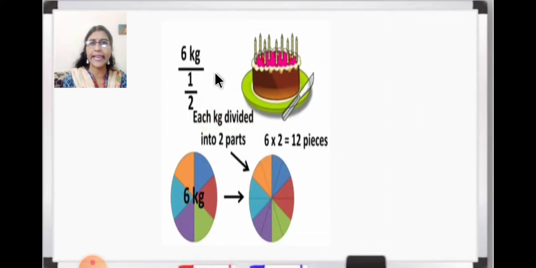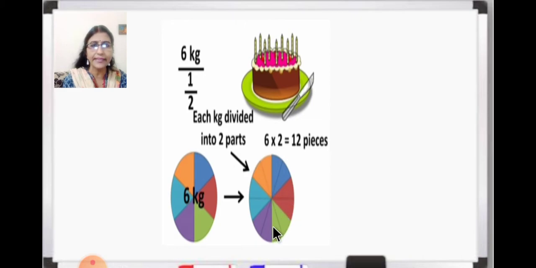So now let us take another example. Suppose you have 6 kg pineapple cake and you have to divide it into pieces in such a way that every piece should weigh half kg. So then what will you do? You are going to divide 6 kg cake by half. Now here you can see, children, this is 6 kg cake and every kg is shown by a different color. Each kg of cake you are going to divide into 2 parts because you have to make 2 halves. Every kg has to be divided into 2 halves, that means 2 parts.